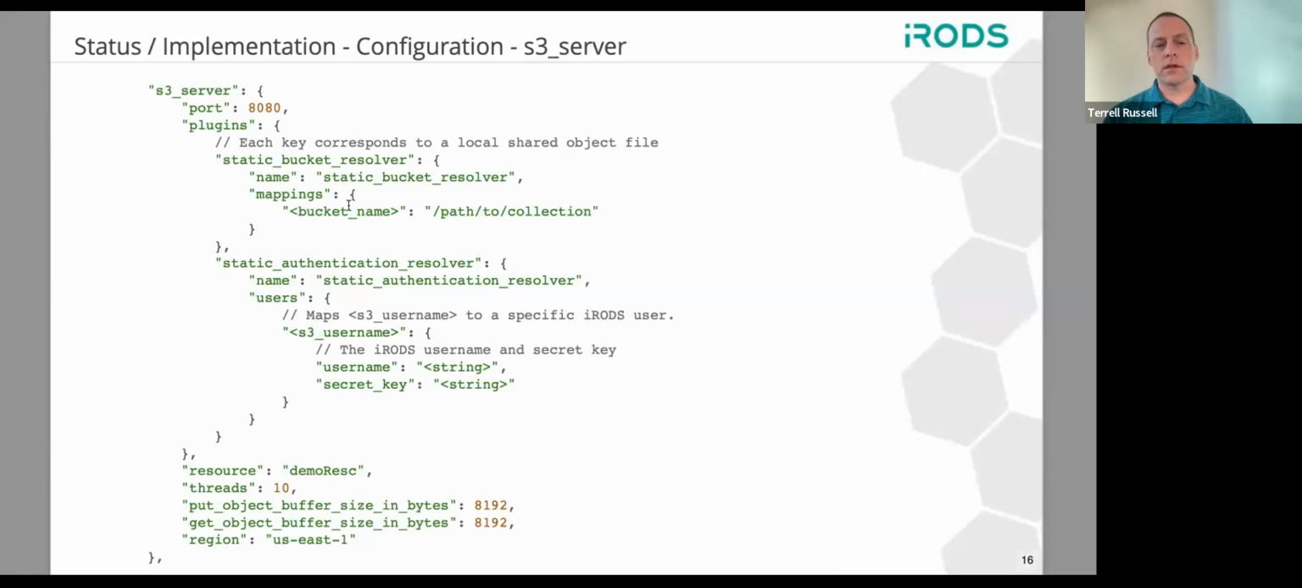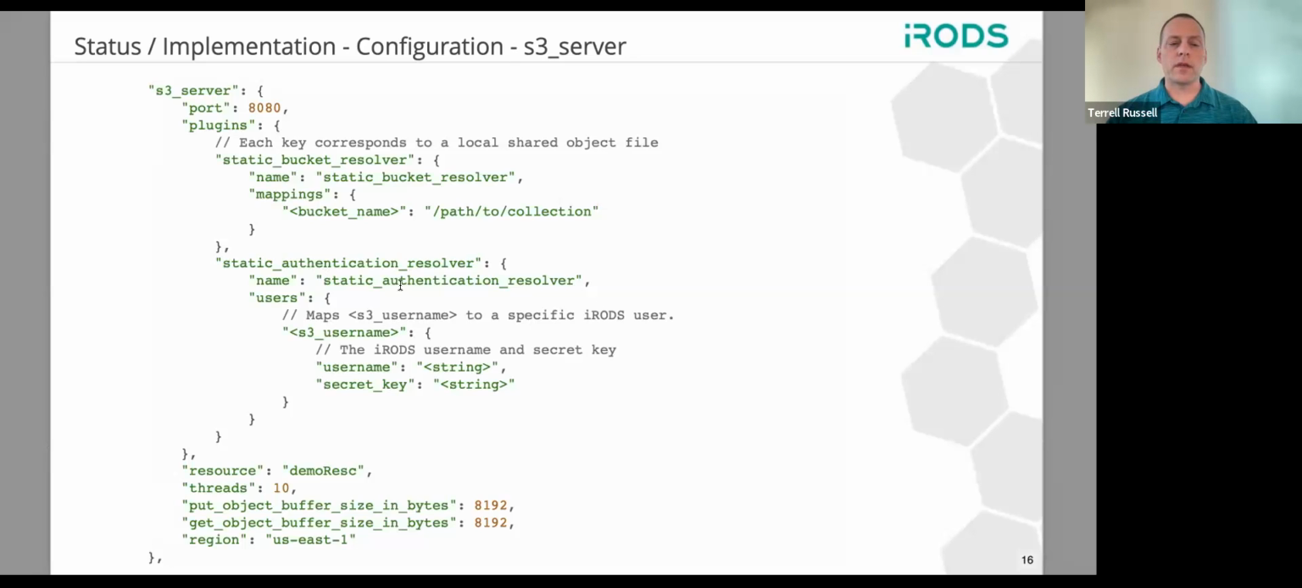This is the bucket information. This is where the bucket mapping happens. So you've got bucket names and the path to the collection inside of iRODS. This is a dictionary, so there's lots of them. You can have multiple buckets pointing to multiple collections.